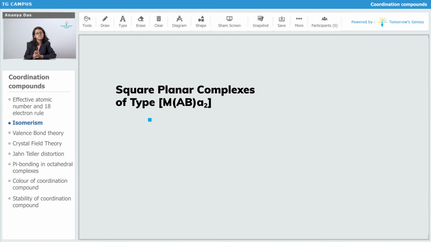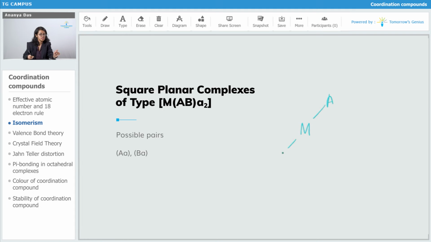Next up we have the same type of complex. In this what we are changing is that the didentate ligand does not have the same type of donor atoms, it has different types of donor atoms. But the overall thing is the same. So again the possible pairs is going to be the same. So the trans pair rule applies here also, that is the didentate ligand donor atoms cannot be in the same trans pair. So only this possible pair is possible.